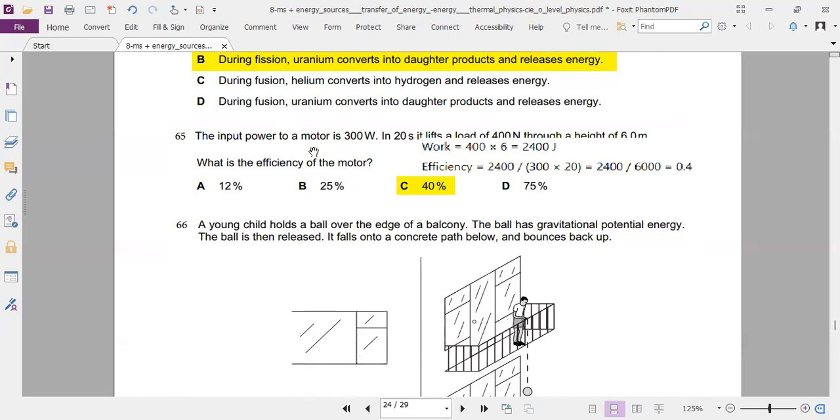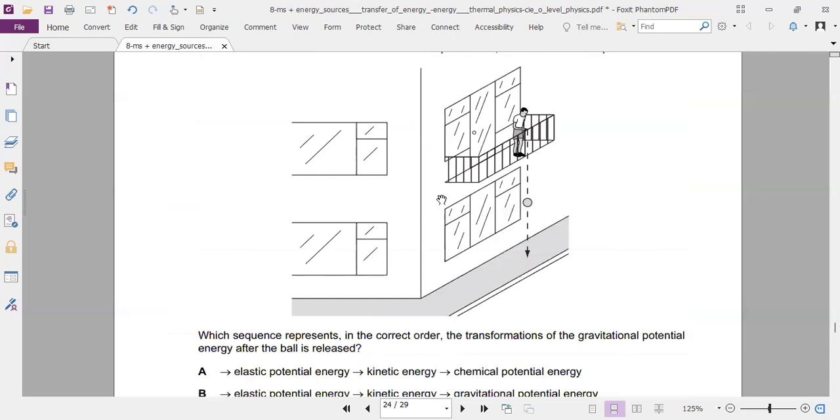You have to calculate the work done using the data, which is this, and then the efficiency will be output work, which is the work done, divided by input, that is the power given. It gives 0.4, 40%. A ball is dropped.